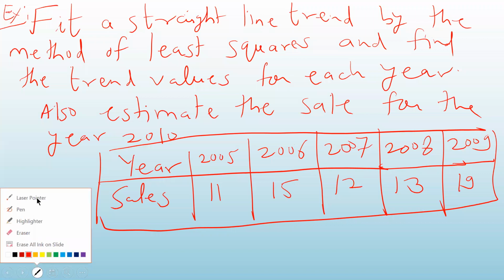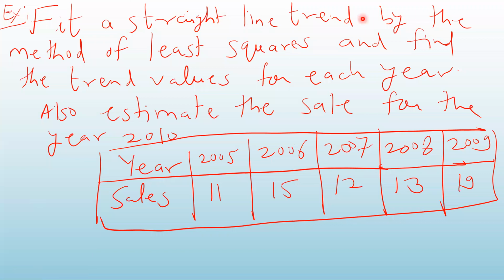The question here is, fit a straight line trend by the method of least squares for the following time series and find the trend values for each year. Also estimate the sale for the year 2010. Look at the data here. This is a time series regarding the sales.